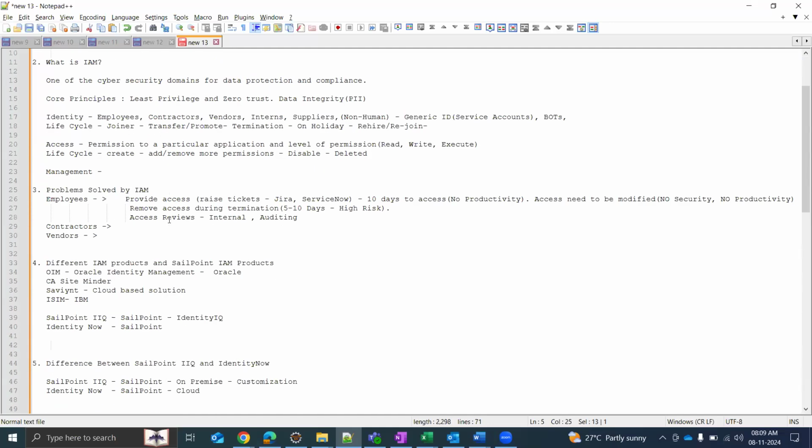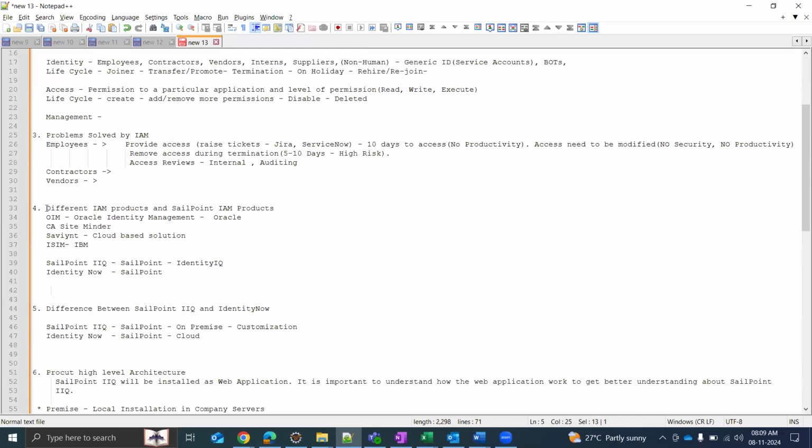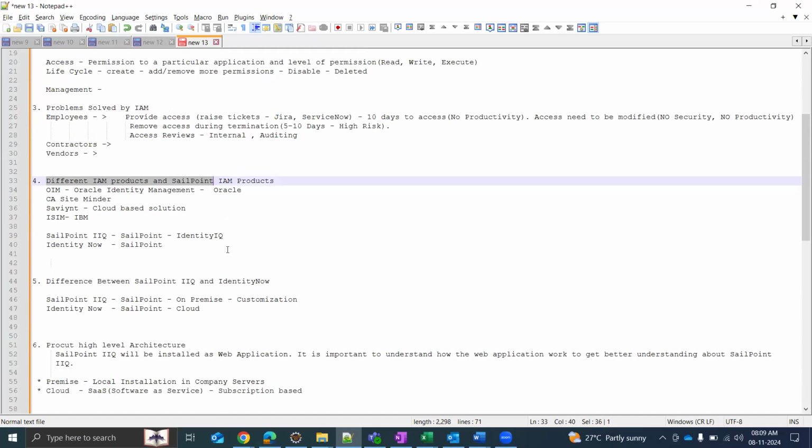So for that knowledge, let's discuss what are the different IAM tools available in the market. And after that, we'll go with why SailPoint IIQ itself, what are the advantages in using it and what are the disadvantages in using it. We'll discuss these topics. Okay.